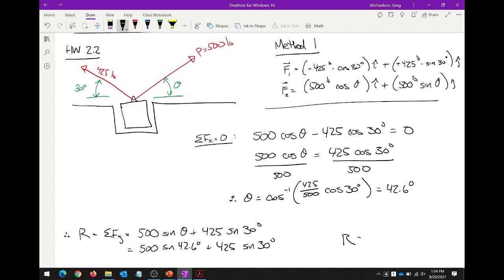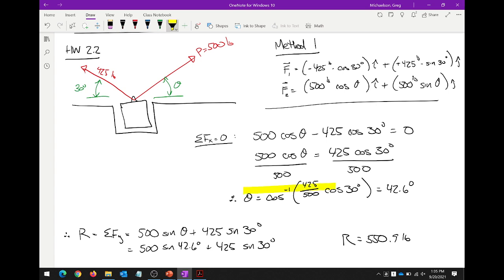So what's the resultant now? 500 times sine of this plus 425 times sine of that. Now that we know what theta is, what's the resultant? 550.9. Do I have a second on that?